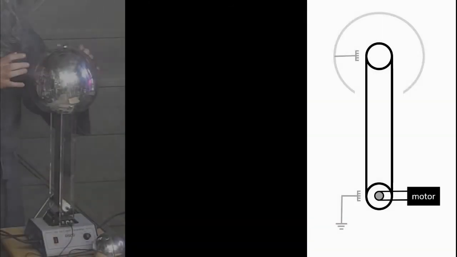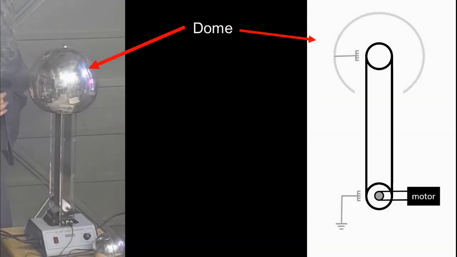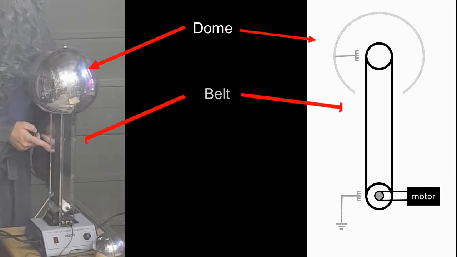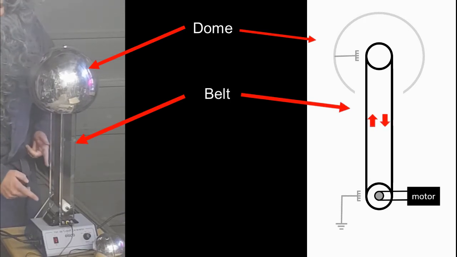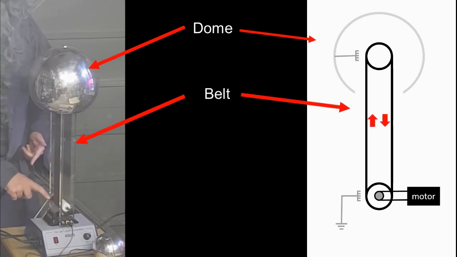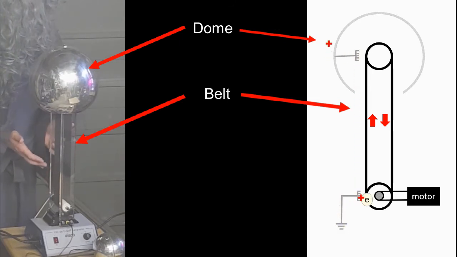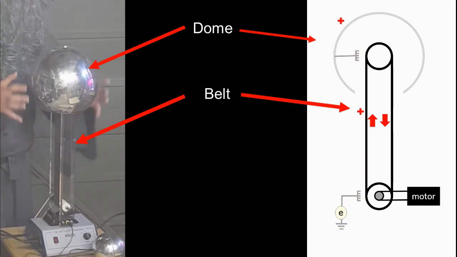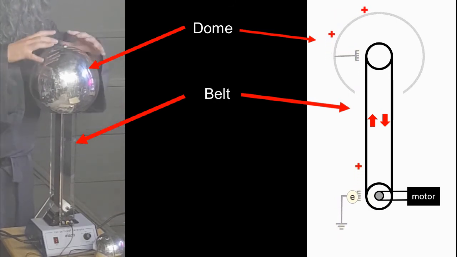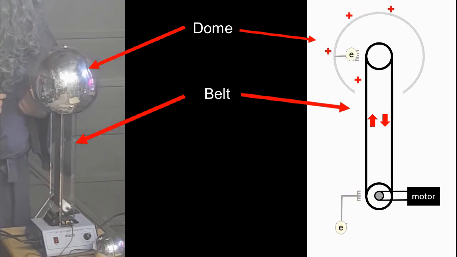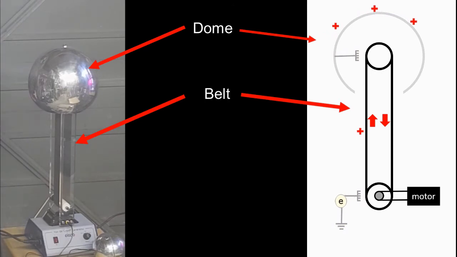Here we have a metal conducting spherical dome. And here we have a belt that is rotated about a motor, and drawn off the belt here are electrons. This makes the belt overall positively charged, and then that positively charged belt draws electrons from the dome, making the dome also positively charged.